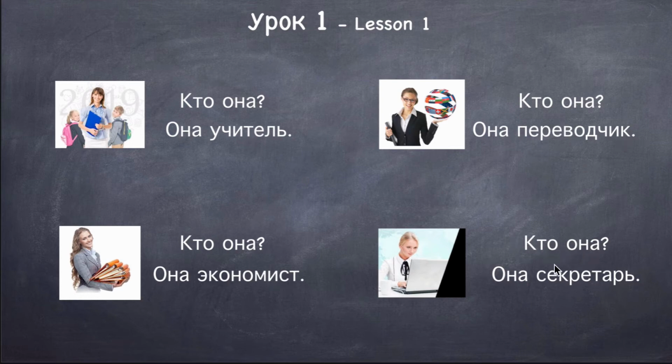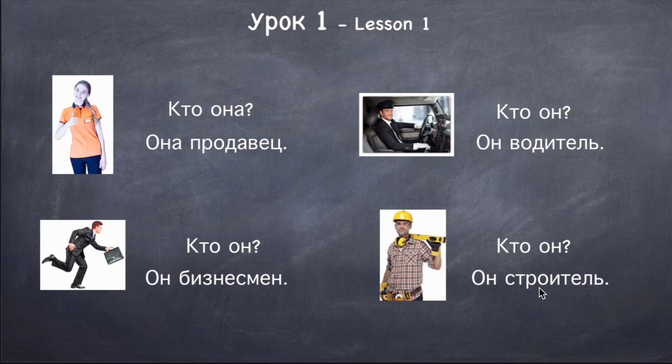Кто она? Она секретарь. And even more, if you repeat after me, that would be good to memorize all this useful vocabulary. Кто она? Она продавец. Продавец. Кто он? Он бизнесмен. Он бизнесмен.